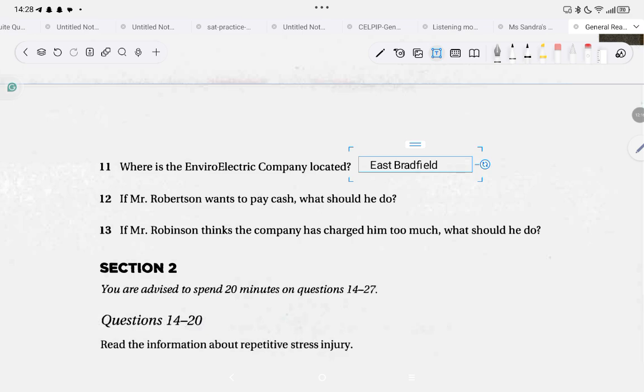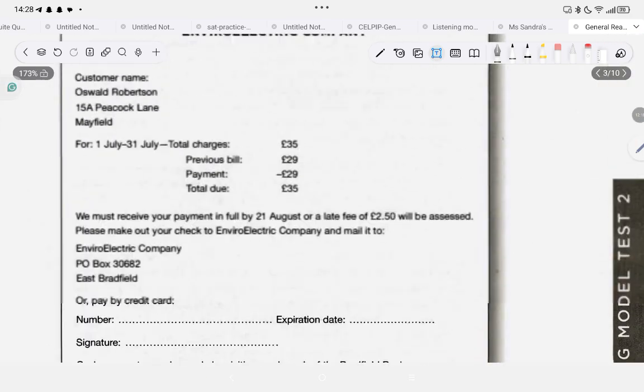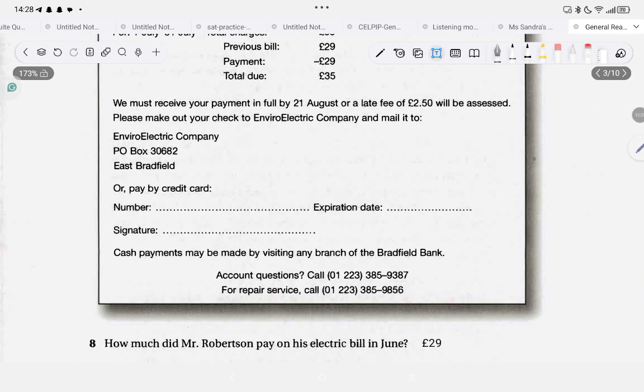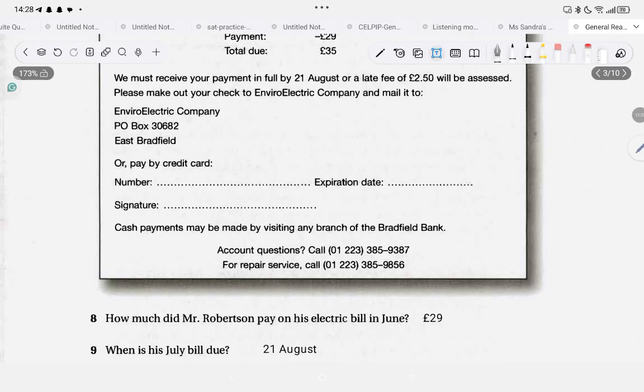Okay. If Mr. Robertson wants to pay cash, what should he do? Cash payments may be made by visiting any branch of the Bradfield Bank. So this is too long for the number of words we've been told. We're told three words. So it is visit Bradfield Bank. We can't say any branch. Any branch of what? We can't just say visit. We can't just say any branch. The visit has to be there.